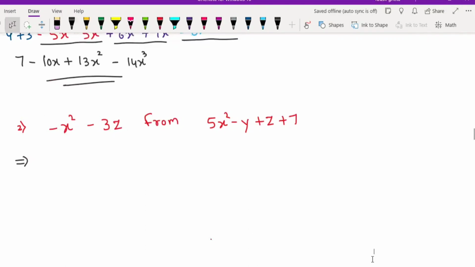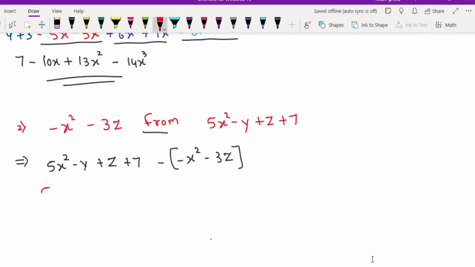The same technique, the same method we're going to apply in this second question as well. They have given it, so we're going to write the second expression, that is 5x square minus 5 plus z plus 7 minus of minus x square minus 3z, close the bracket. Let us remove the bracket. So 5x square minus 5 plus z plus 7, minus of minus will give it as a plus x square, minus into minus will give it as a plus 3z.